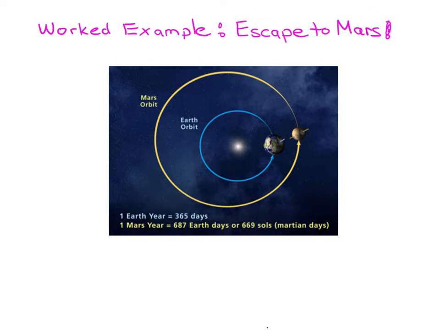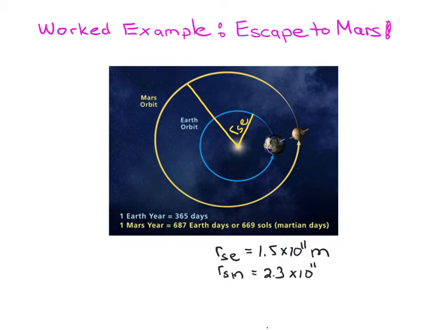So let's dig in. Let's start by writing down some numbers, some distances. The distance from the Sun to the Earth, which we'll call R sub SE, is about 1.5 times 10 to the 11th meters. The distance from the sun to Mars is a little bit less well defined because, as we said, Mars's orbit is elliptical. But as an average distance, Mars is about 2.3 times 10 to the 11th meters from the sun.